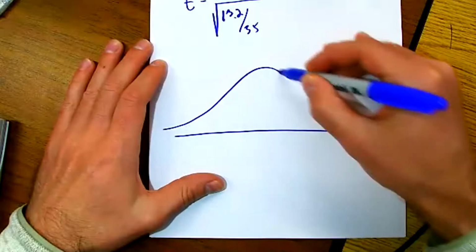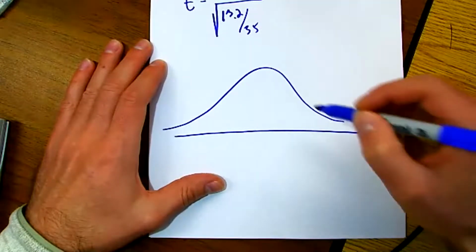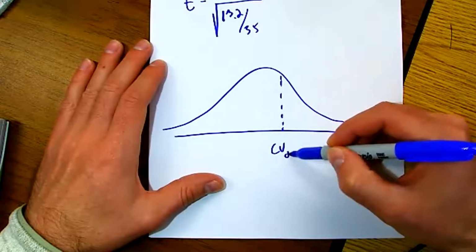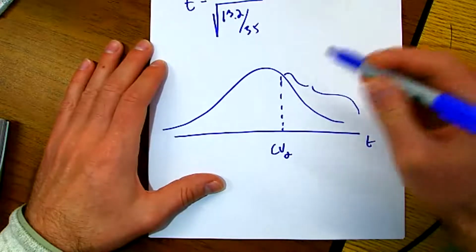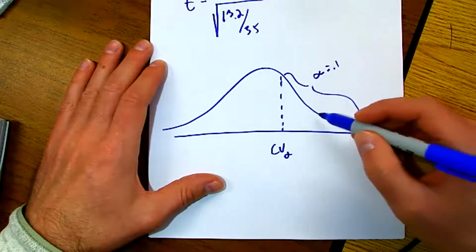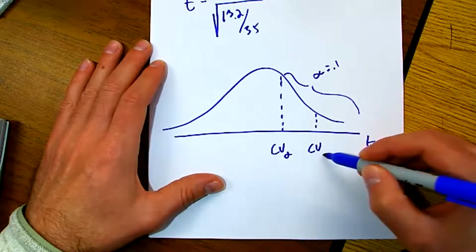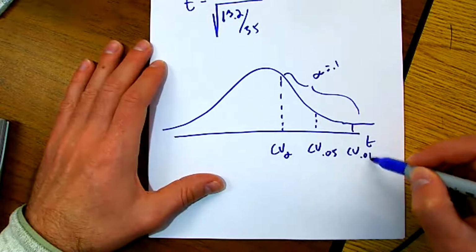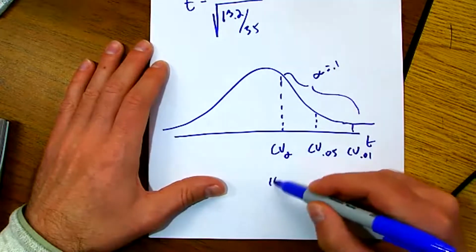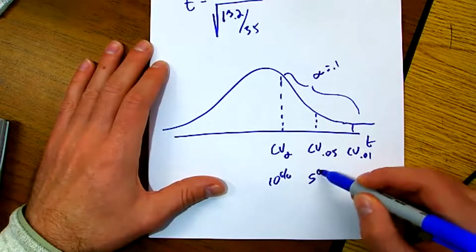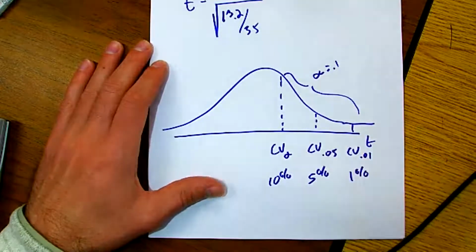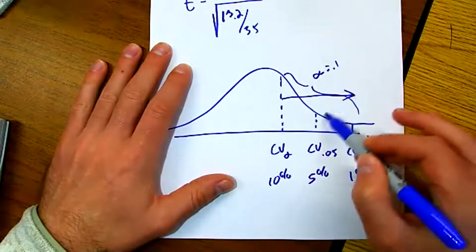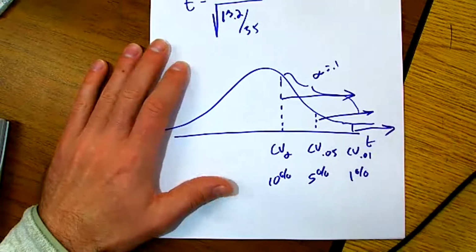So I'm thinking about this student t-distribution, and I want the critical value that gives me alpha in this tail. So alpha of 0.1. And then I'll have another critical value that corresponds to an alpha of 0.05 and another critical value for 0.01, right? These are the 10, 5, and 1% significance levels. Once I find those values, my rejection region, since it's a right-tailed test, will be the area to the right.